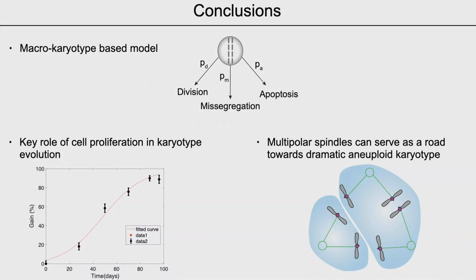So here I'm reaching my conclusions. I have shown the reason why we need and why we are so excited about this macrokaryotype-based model. I have shown that we can explain this transition during tumor evolution, and also why this multipolar spindle can be a plausible explanation of what one sees in experiments.